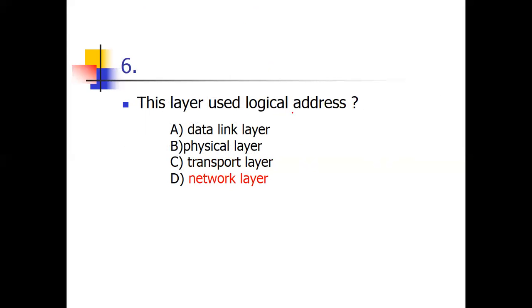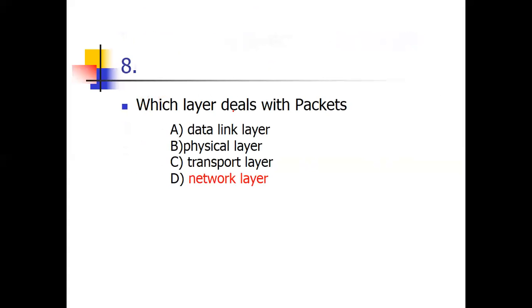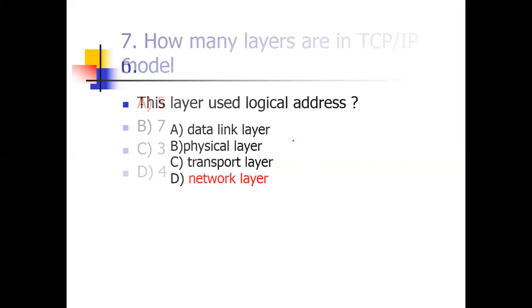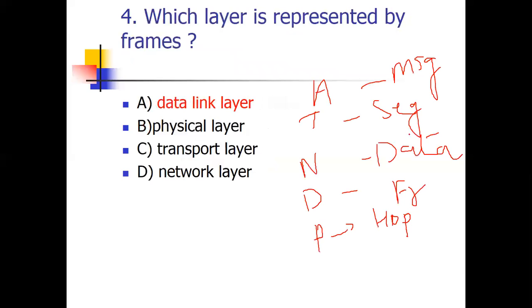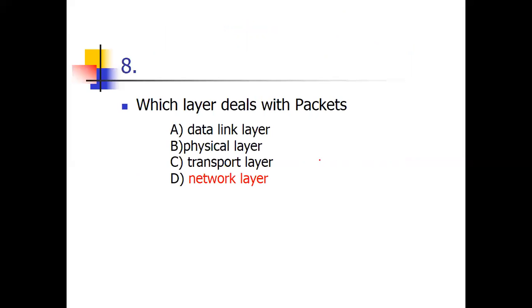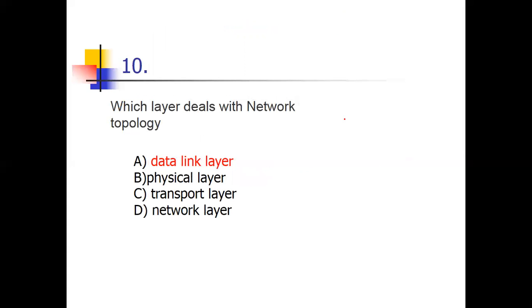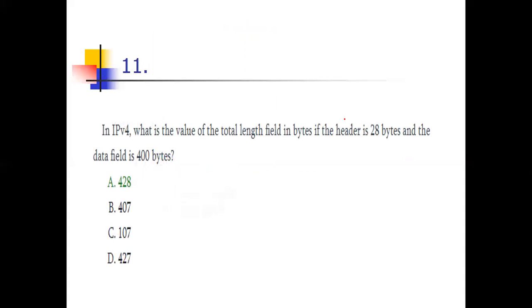Now, which uses a logical address, that is where we are doing networking, the network protocol, or we can say the network layer. I have already explained how many layers are in the TCP model: 5 layers. Which layer deals with packets? Packets means datagram, so the network layer. So the network layer deals with packets. Now, which layer deals with flow control? Transport layer. Which layer deals with network topology? Data link layer.